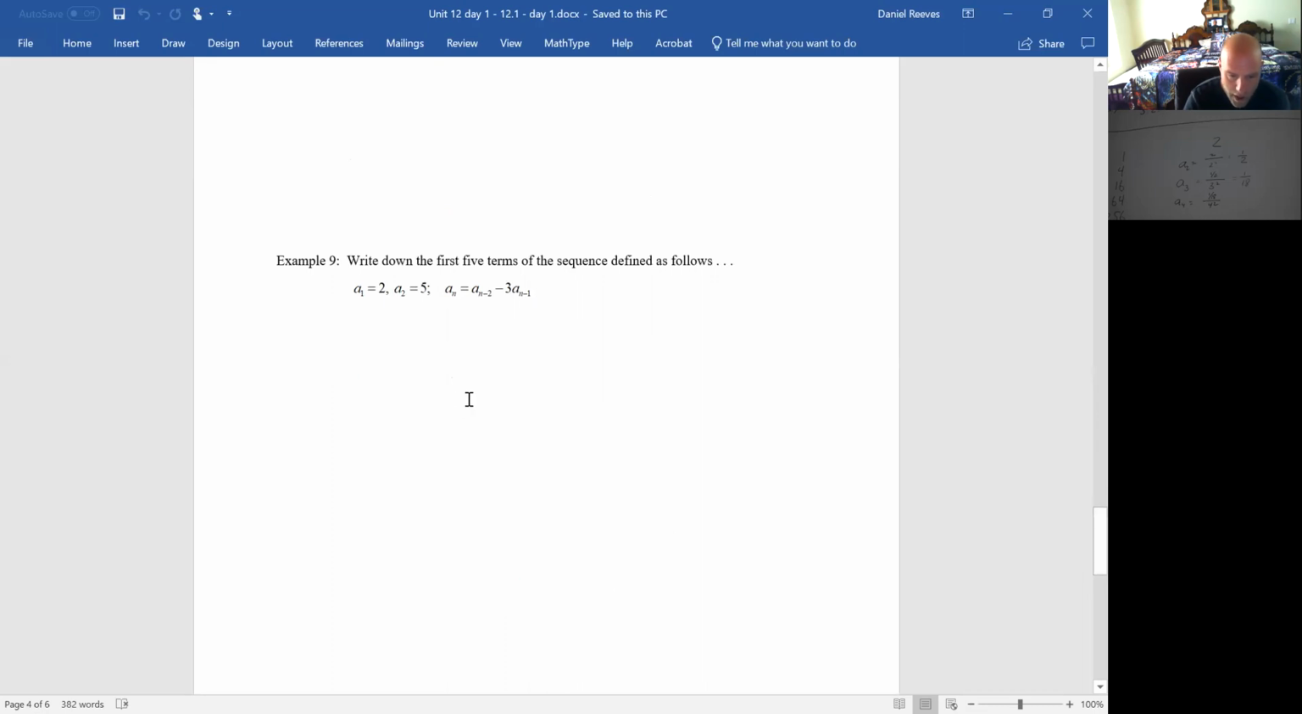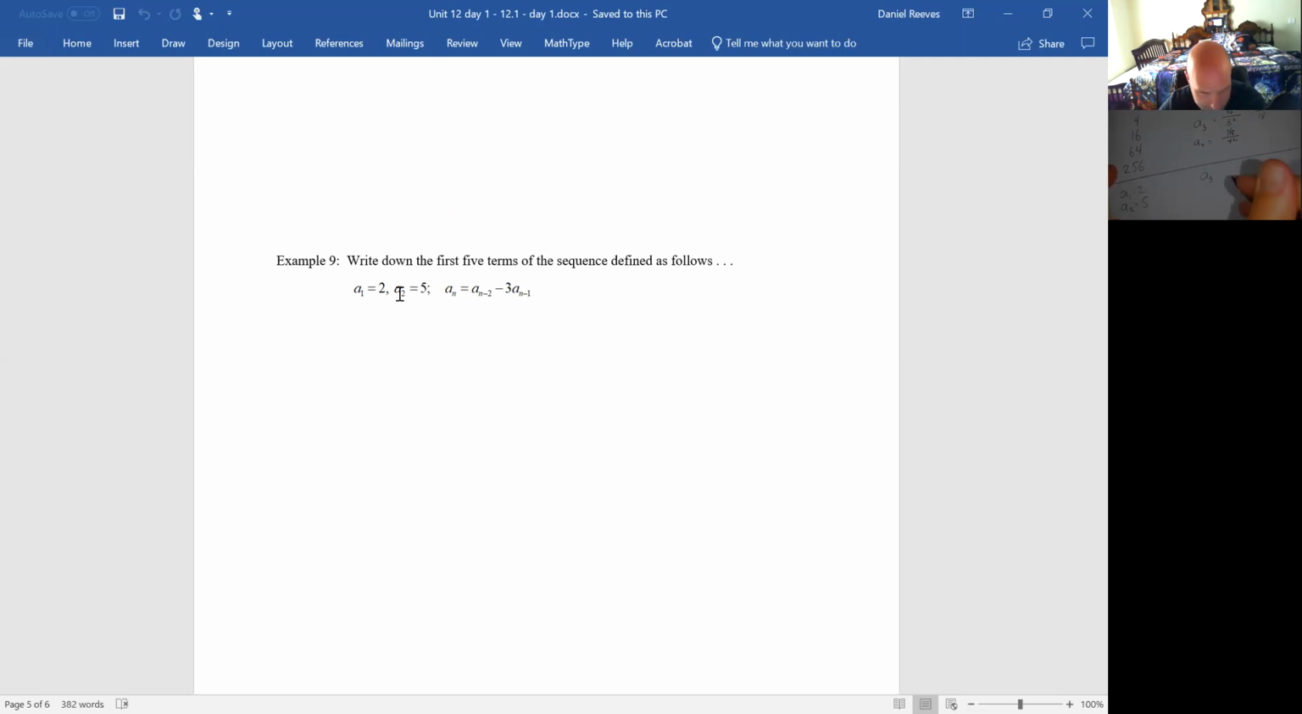Right. This next one is a little bit more complicated, since the recursive formula not only calls on the previous term, but it also calls on the term before that. They really needed to start me with 2 terms here. So let's see what we got. A sub 1 equals 2. A sub 2 equals 5.